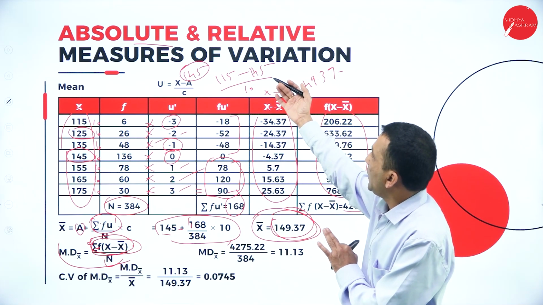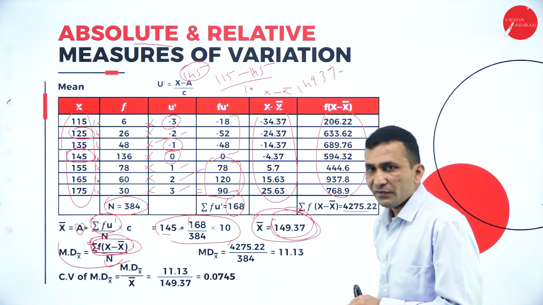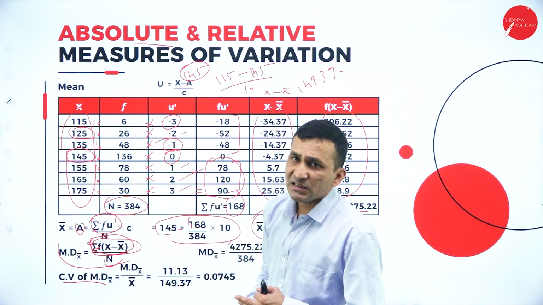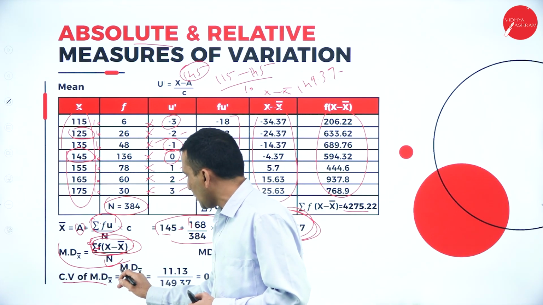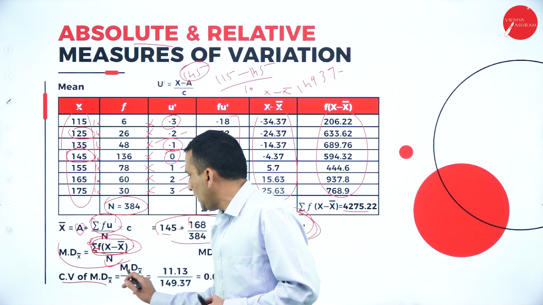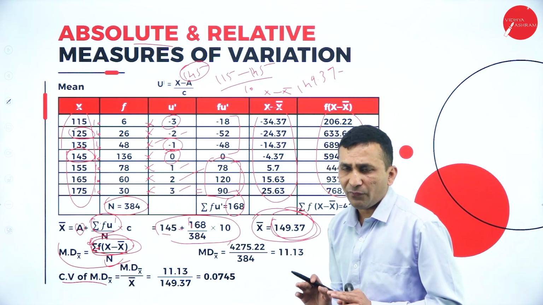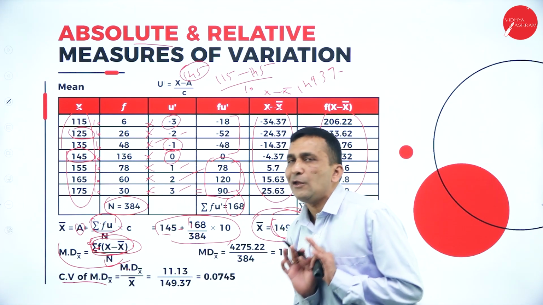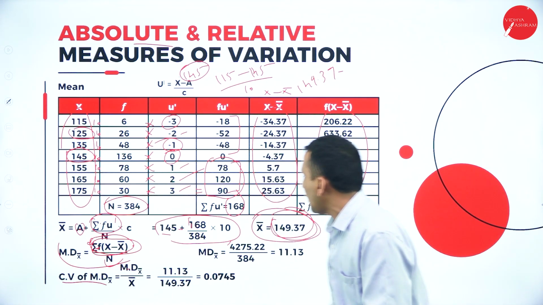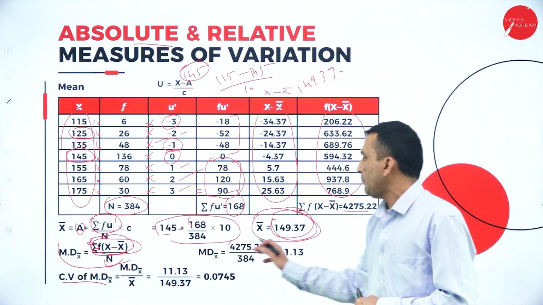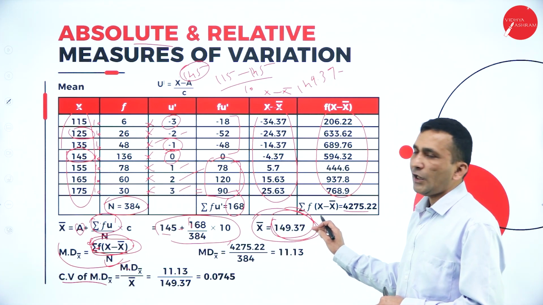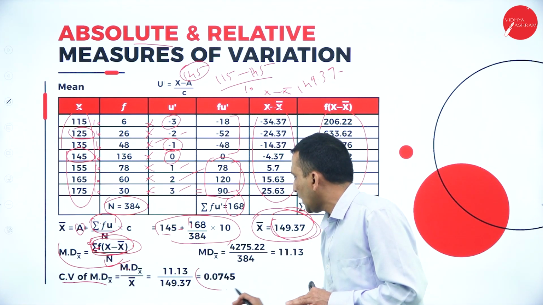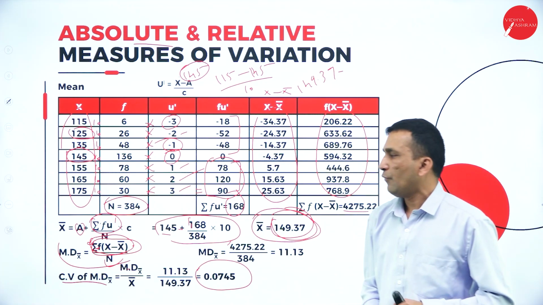Now we need to go for the relative, because the problem asks us to find the coefficient. The same formula which is applicable for the discrete ungrouped data, I have written here also. So now the absolute mean deviation of x bar divided by x bar formula. We got 11.13 as the numerator, and the denominator is the x bar value, which with the help of the step deviation formula we got as 149.37. If I simplify, I am getting the final answer 0.0745.